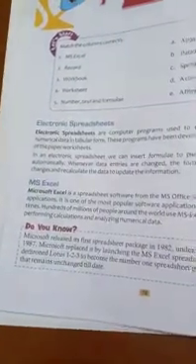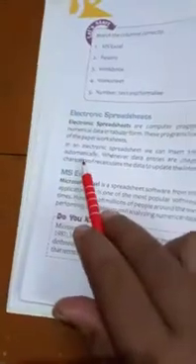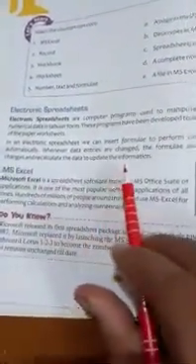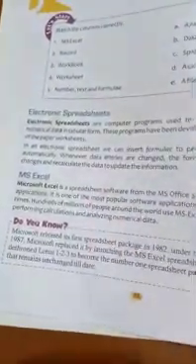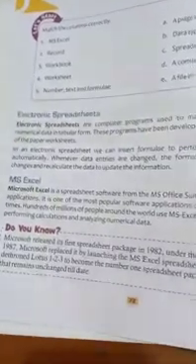Okay, so these programs have been developed to be a computerized version of the paper worksheet. In an electronic spreadsheet we can insert formulas to perform calculations on the data automatically. Whenever data entries are changed, the formula automatically detects the changes and recalculates the data to update the information. So it is called an electronic spreadsheet. In this we can use formulas to perform various types of calculations, and that calculation is done automatically; when we change any data, it recalculates and updates the result.